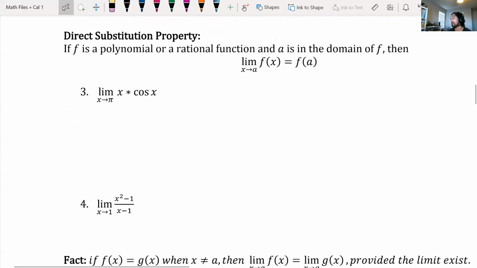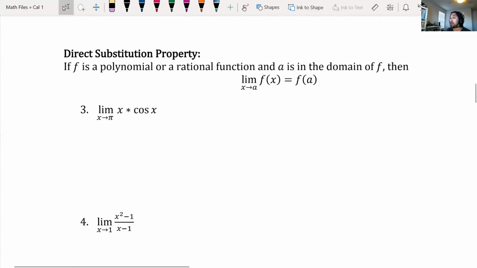Because this next page brings us up to the direct substitution property, what I've been talking about. It says, if you have a polynomial or rational function and a, the number we're plugging in, is in the domain of that function, then all you have to do is plug in a for x, which is what we've been doing, right?